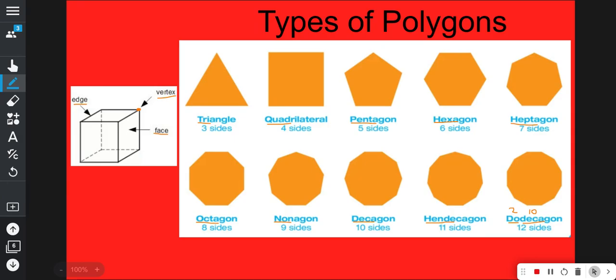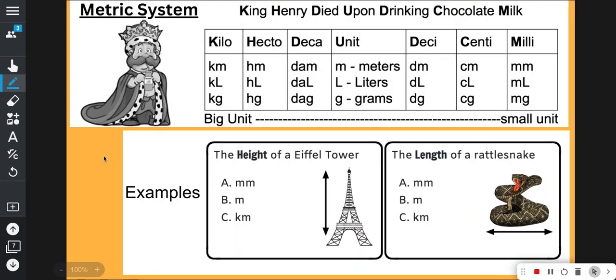So you should know a 5-sided shape is a pentagon. You should know a 7-sided shape is a heptagon, and so on and so forth. Again, if you do not have these memorized, making some flashcards that say maybe 12-sided on one side and on the other side say dodecagon, and you quiz yourself on them, that would be helpful.